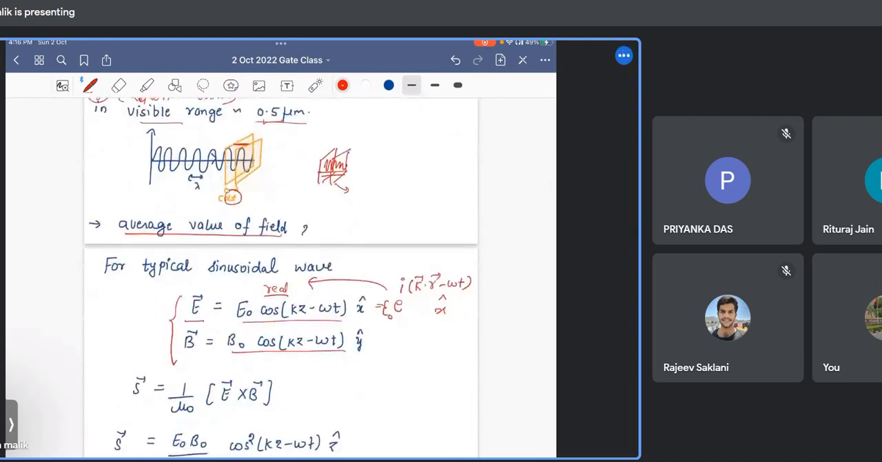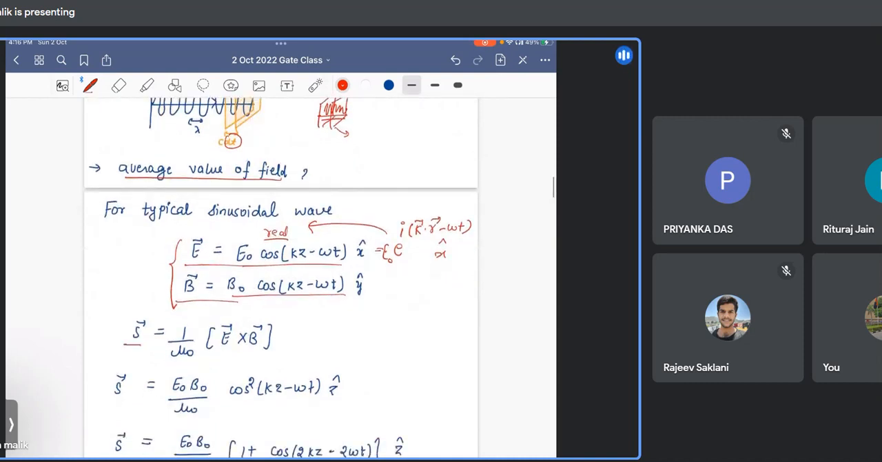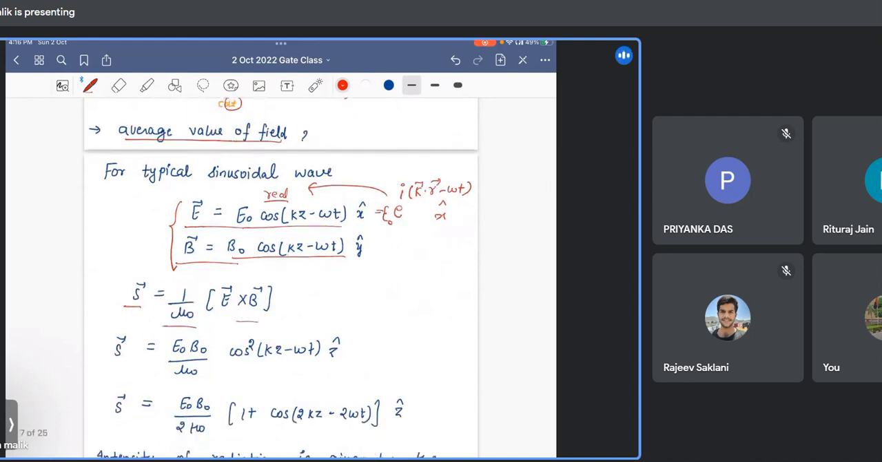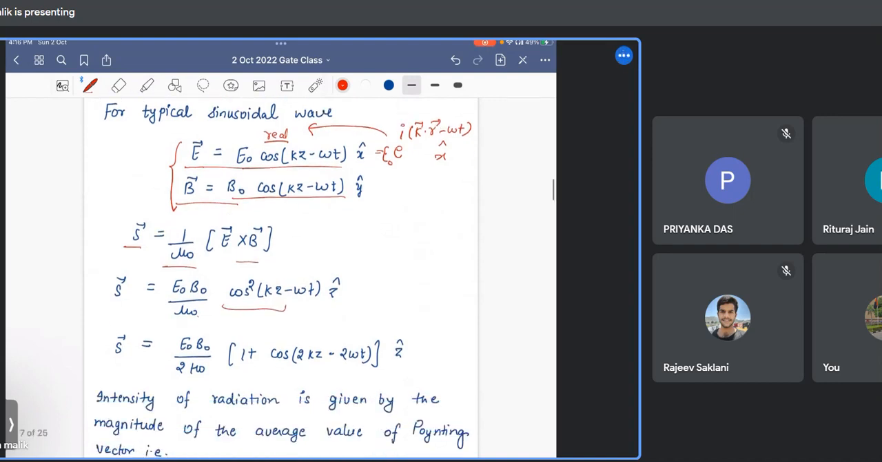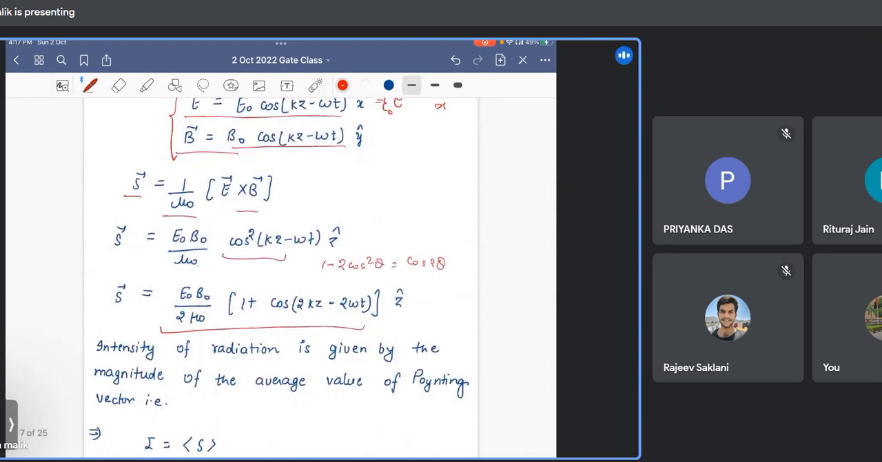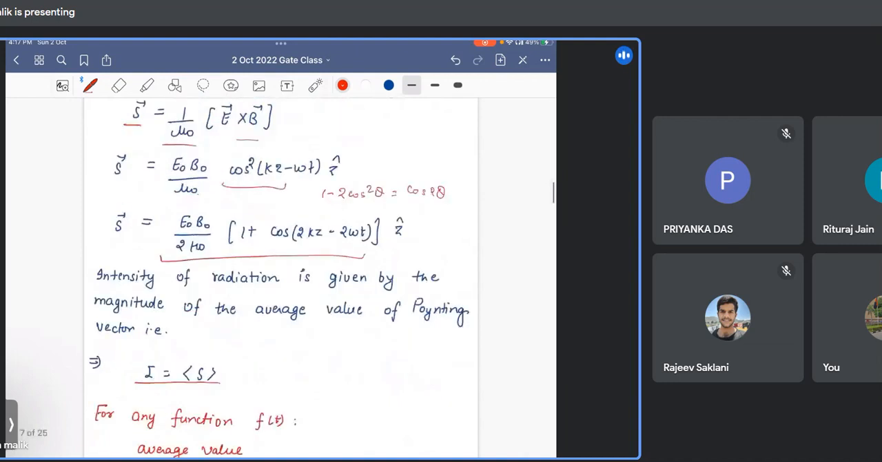So if your electric field is given by this and the magnetic field is given by this, then the Poynting vector can be calculated as 1 by mu naught E cross B. When we put the values of E and B, this term becomes cosine square. Then we use the identity of cosine square, that 1 minus 2 cosine square theta is equal to cosine of 2 theta. When we use that, this is the expression we are left with for the Poynting vector. So we have to calculate the average value of this Poynting vector to calculate the intensity.